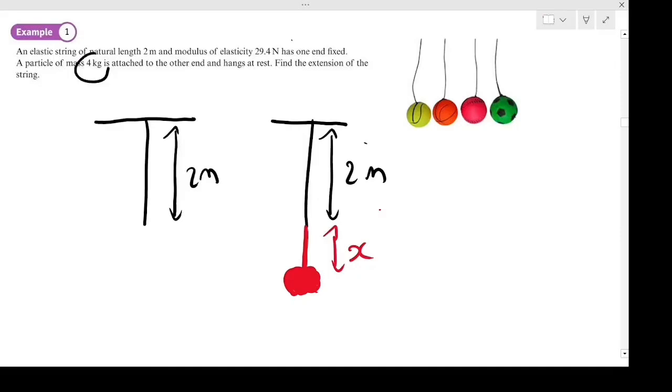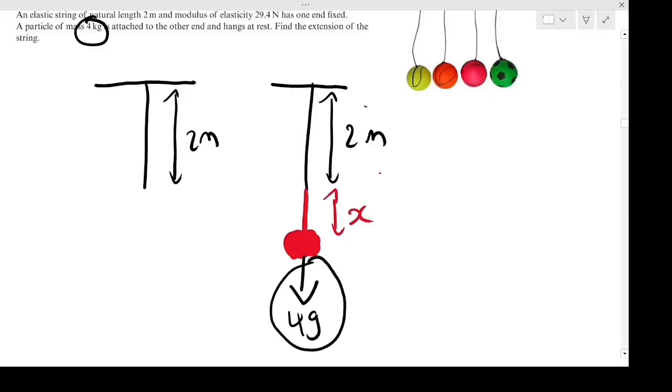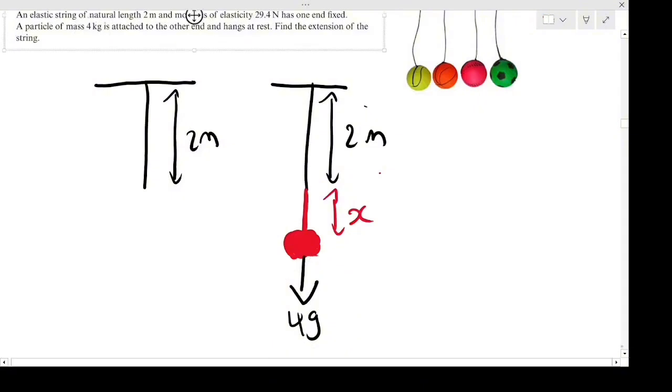Now the particle has a mass of 4, so the particle has a weight. The weight will act downwards, so there's a downwards force of 4g at the end there. So this weight force is what's pulling the string down, stretching it downwards. Hopefully you're happy with that. Now, because the string is being stretched down, the force in the string is going to act up. That's my tension acting up the string, to oppose the downward stretch.